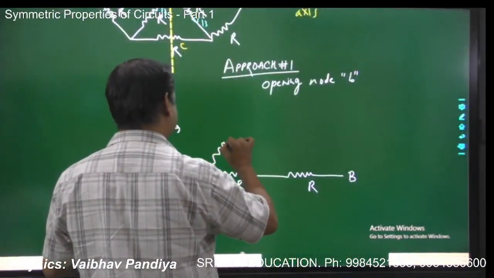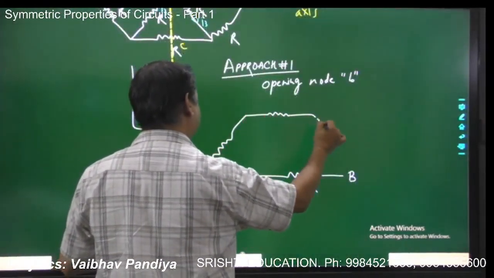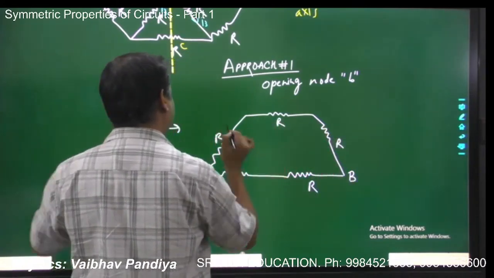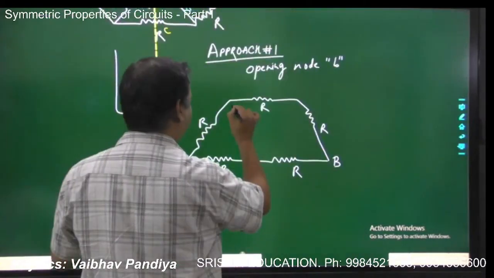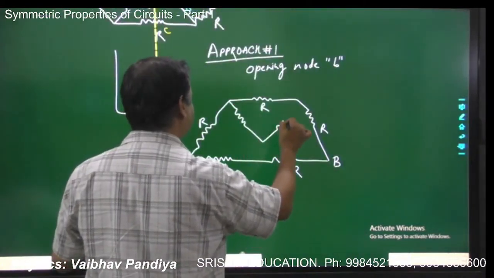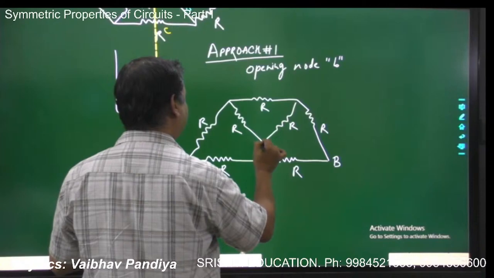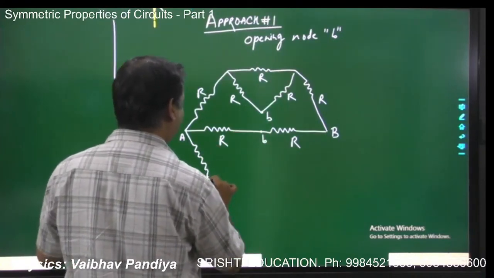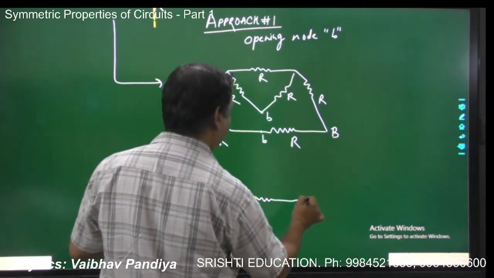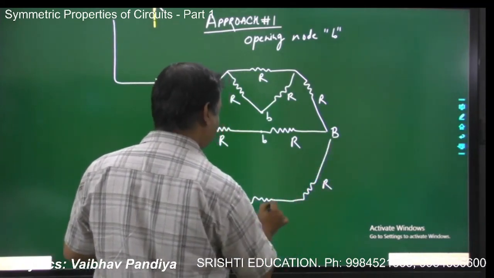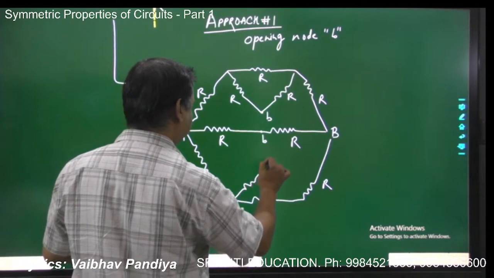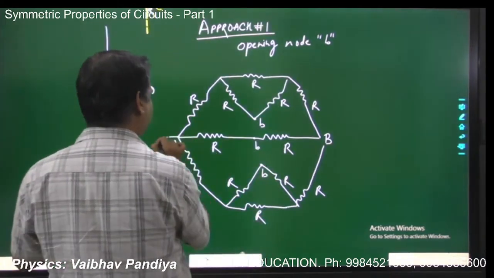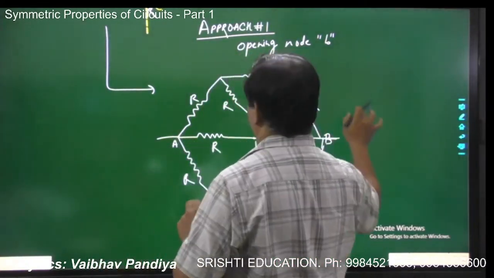So I'll get R, and then there are 2 R. This is R, and this is R, and this is a point B, and this is a point B, and the symmetric thing is below the current axis. R, and this is a point B, correct? So this is your equivalent circuit by this approach.